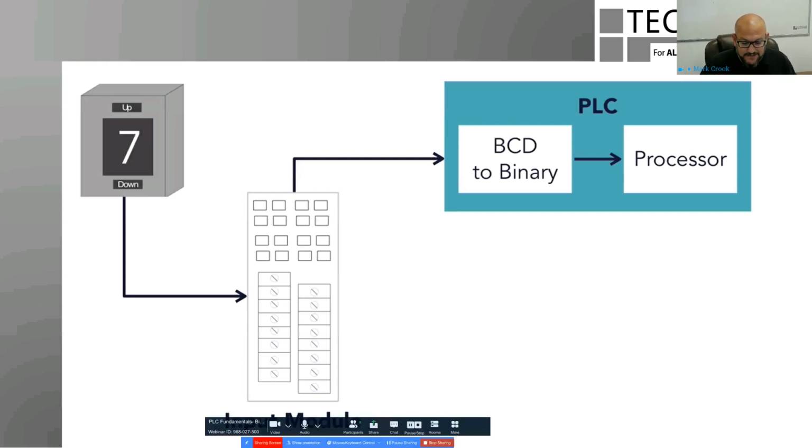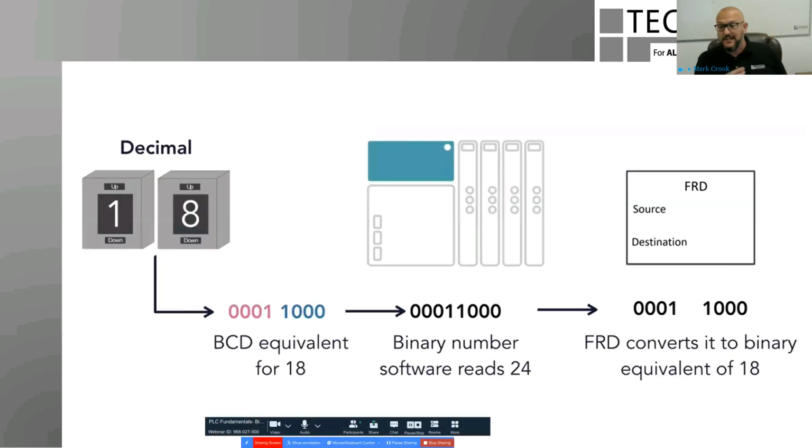So if we're going to send that signal into the PLC, we would now need to do something with that. So how are we going to actually do that? Well, the easiest way for us to do that is to use what is called the FRD instruction. The FRD instruction is from BCD. That is the actual title of it, and that means basically we're going to convert the value that comes in from BCD into its binary equivalent.